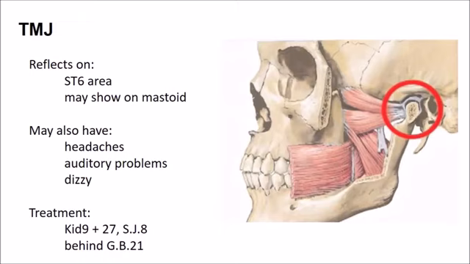Kidney 9 and kidney 27 are usually used, but it is also possible for another kidney point to do better than kidney 9. Sanjiao 8 is used on the same side of the jaw tightness. The point just behind gallbladder 21 releases the jaw.